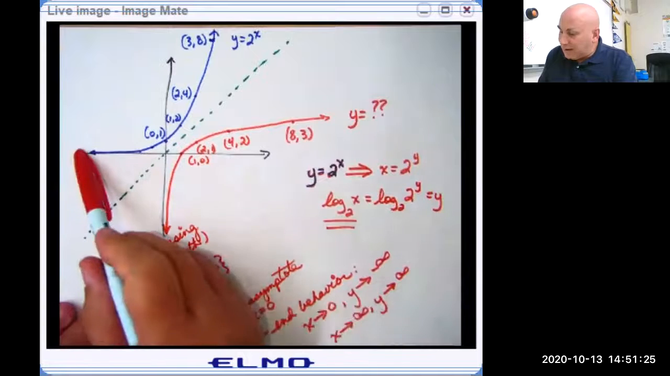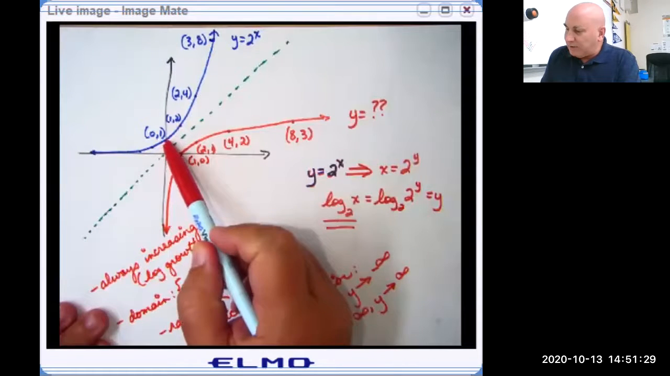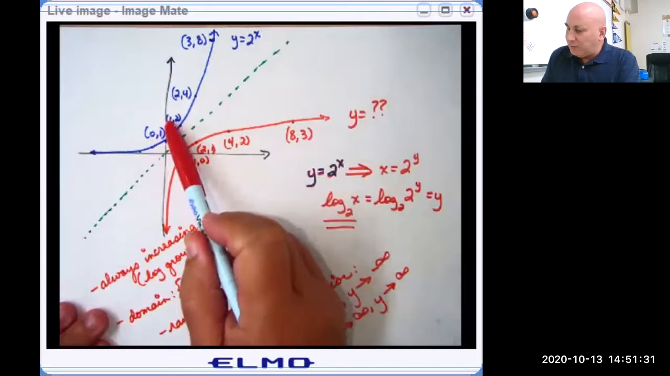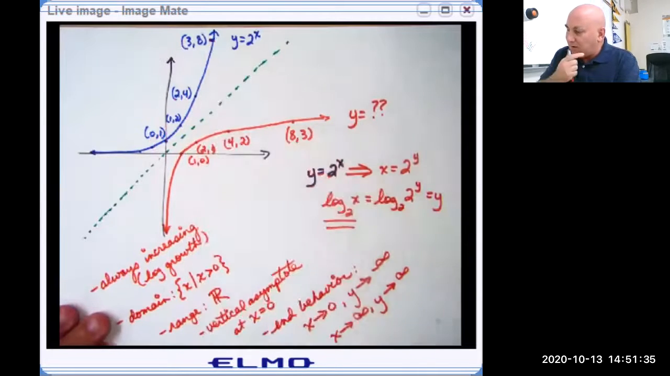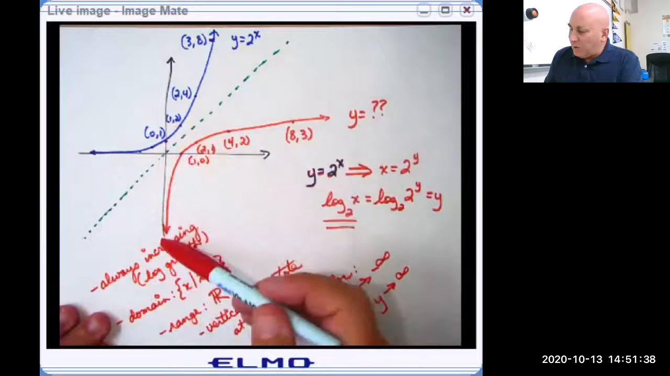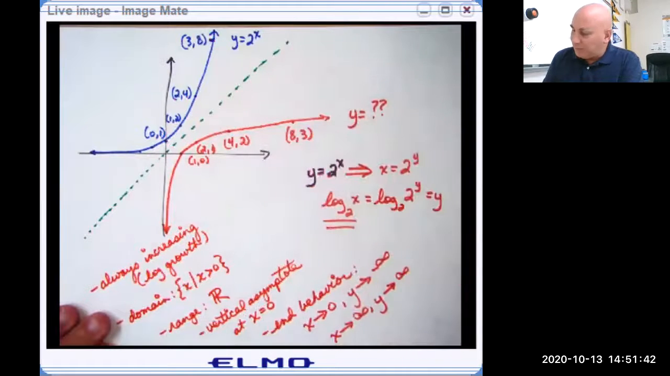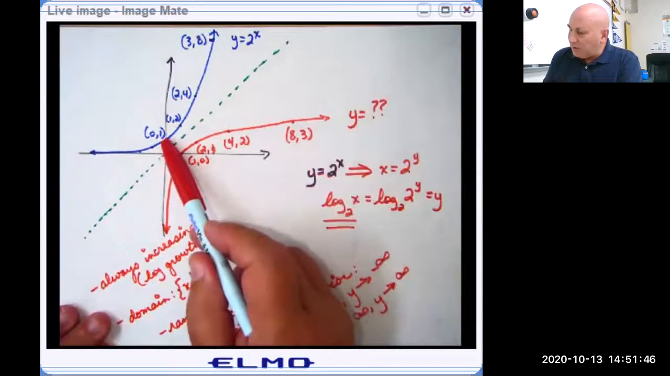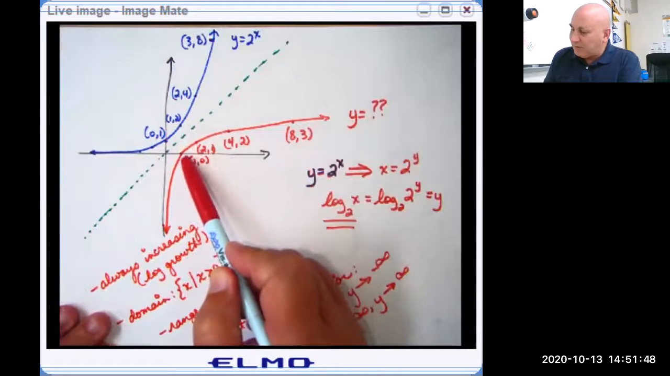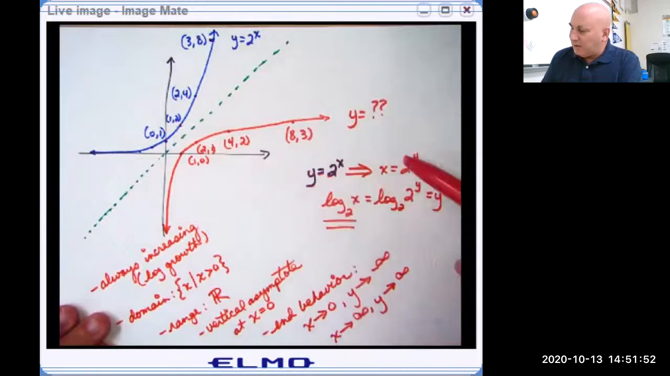So here is my y equals 2 to the x, and I put some points on it. 0, 1, because 2 to the 0 is 1, 2 to the 1 is 2, 2 to the 2 is 4, 2 to the 3 is 8. Now, if we swap the x and y values, we're going to get a reflection over this green line, y equals x. And here's the point 0, 1, we swap x and y, becomes 1, 0. 1, 2, swap x and y, becomes 2, 1.